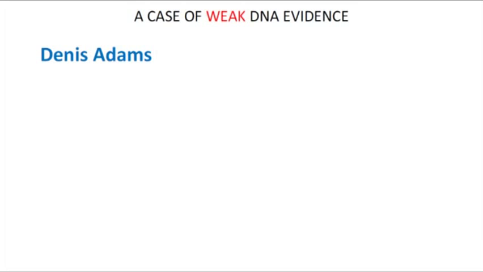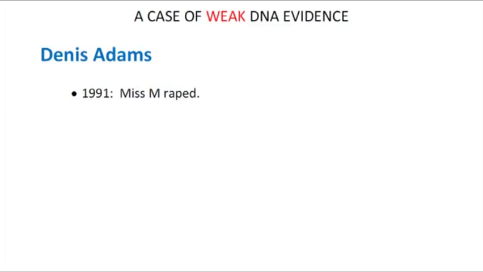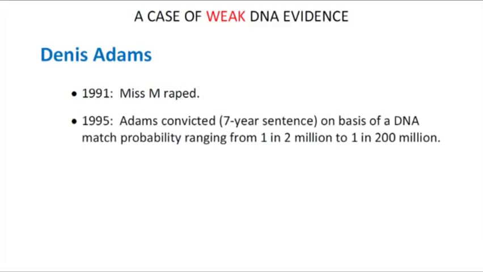Now for a case of weak DNA evidence. Dennis Adams is probably a name that's not as well known to you as some of the other names we'll be discussing. But he is well known in statistical circles because of the role that Bayes' formula played in his trial. In 1991, Miss M was raped, and 4 years later, Adams was convicted on the basis of a DNA match. The match probability was claimed by the prosecution to be 1 in 200 million, but this was disputed by the defence, who claimed it should only be 1 in 2 million.